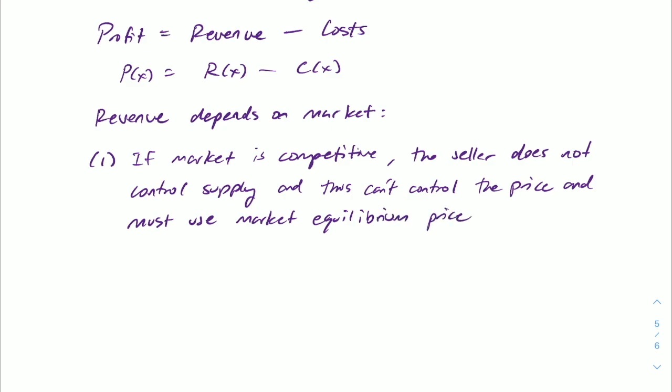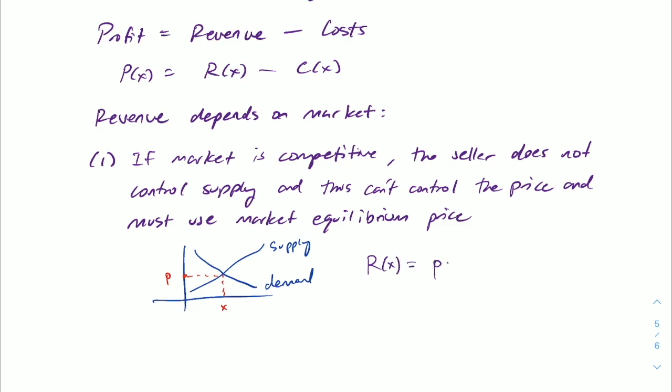Picture here illustrates what's going on. So we have a demand curve which goes down, a supply curve which goes up, and the place where they intersect is called the market equilibrium price, P. And in a competitive market, this price is fixed. So the revenue in this situation is going to be P, this fixed price, times X. This is just a number. It's a fixed price determined by the market.